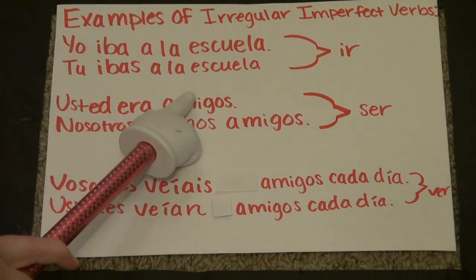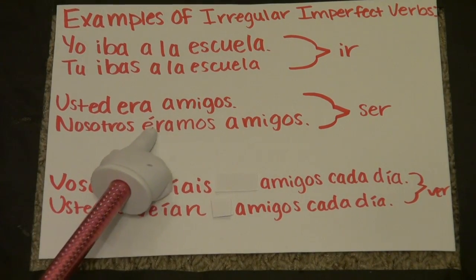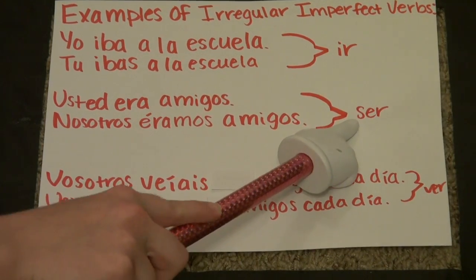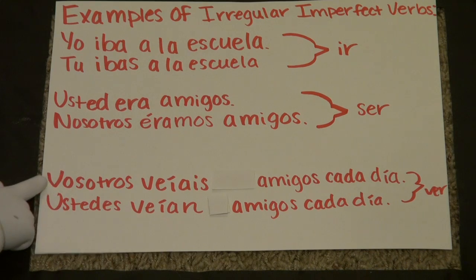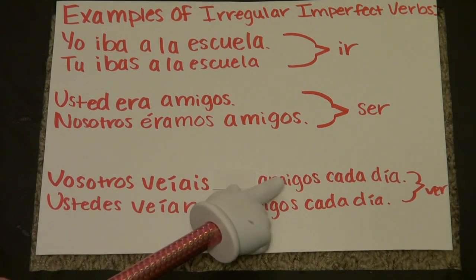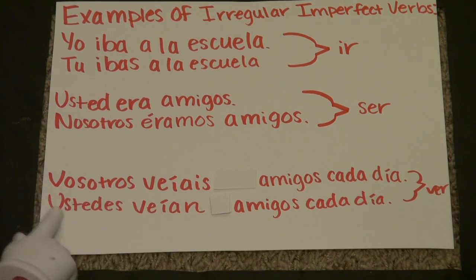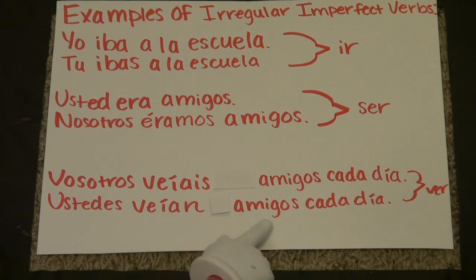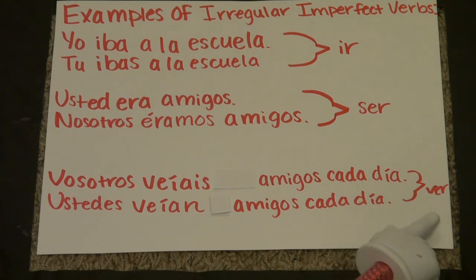Usted era amigos. Nosotros éramos amigos. And those are examples of ser. Vosotros veíais amigos cada día. Ustedes veían amigos cada día. And those are examples of ver.